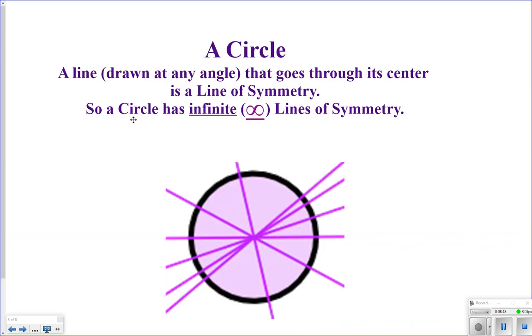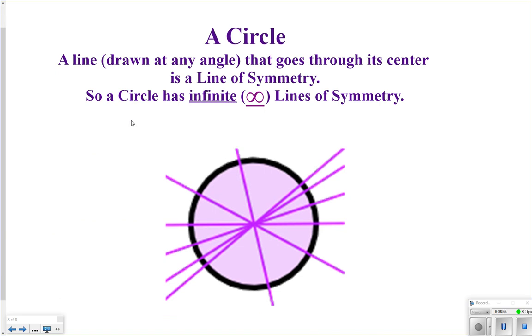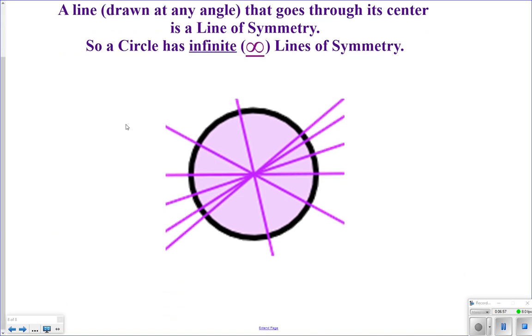The last note here, a circle. Okay, the circle has infinite lines of symmetry. Circle has how many lines of symmetry? Infinity.